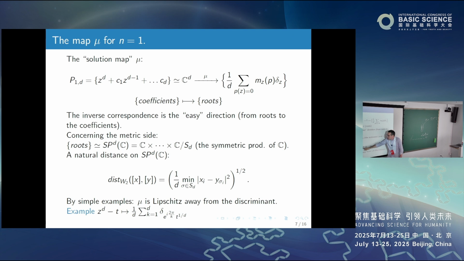So now let me spend a few words saying what this W2 distance is, for those of you that are not familiar with optimal transport, and then we will see how we have to implement this object. So, what is this W2?